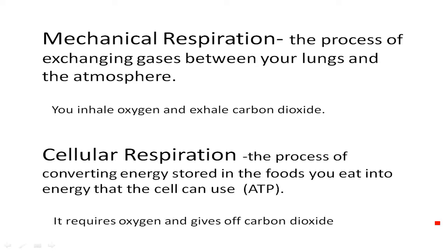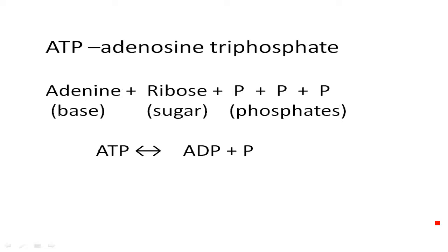Cellular respiration is the process of converting energy that's stored in the food we eat, mainly in carbohydrates or sugars, specifically glucose. And we're going to take that glucose and turn it into ATP. That's the form of energy that cells can use. This process requires oxygen, and it gives off CO2. So there is some gas exchange going on at the cellular level, and that's why you get the name cellular respiration. It's not really cell breathing, but there's a gas exchange going on. If you look at cellular respiration, the whole purpose of this is to produce ATP.